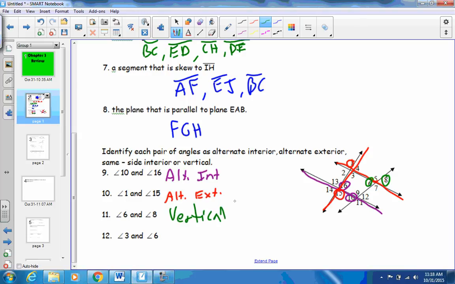And lastly, angles 3 and 6. So we have angle 6 again, and we have 3 over here. Looks like they're on the same side of the transversal, and they're on the interior of those two lines, so they are same side interior.